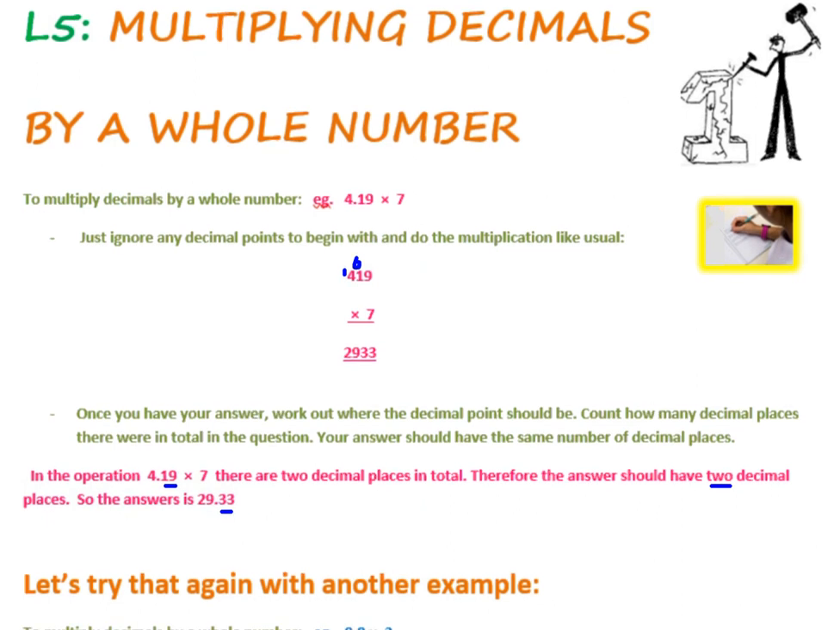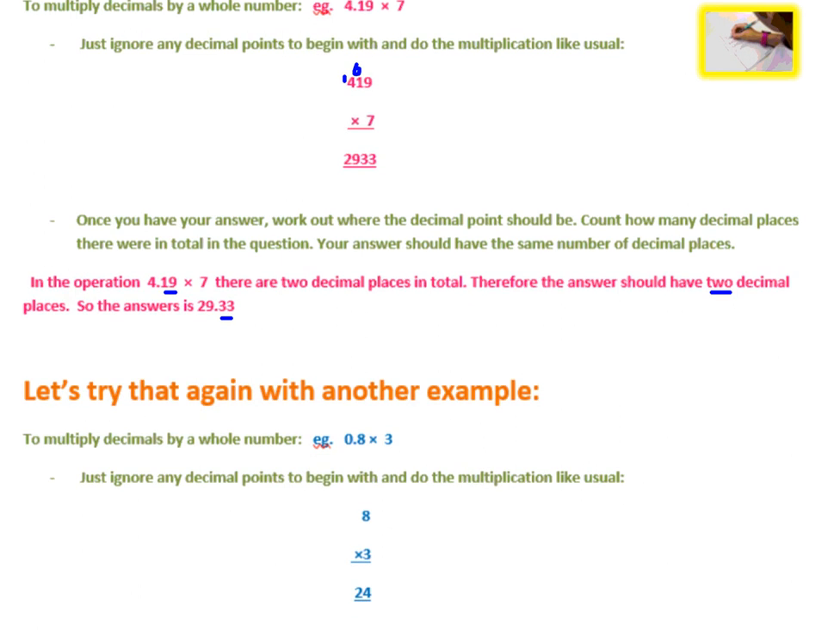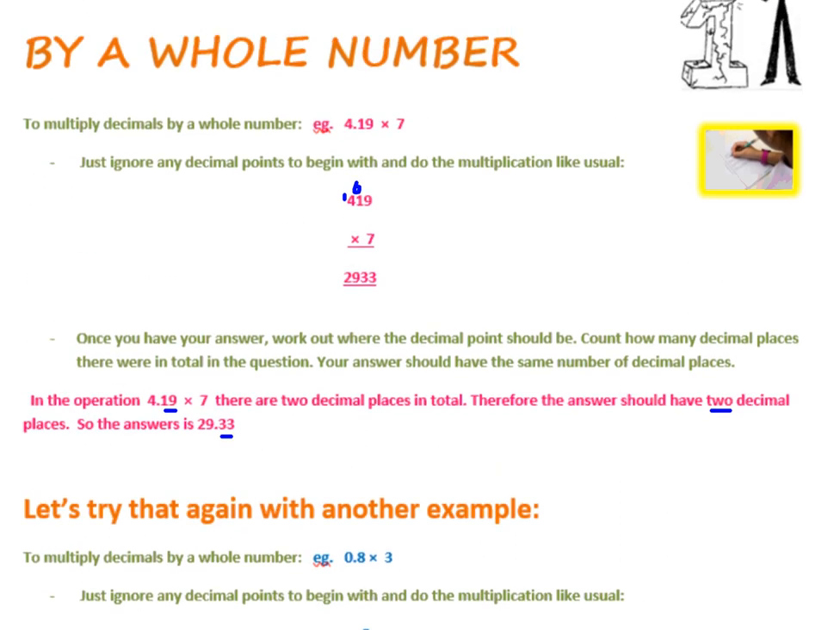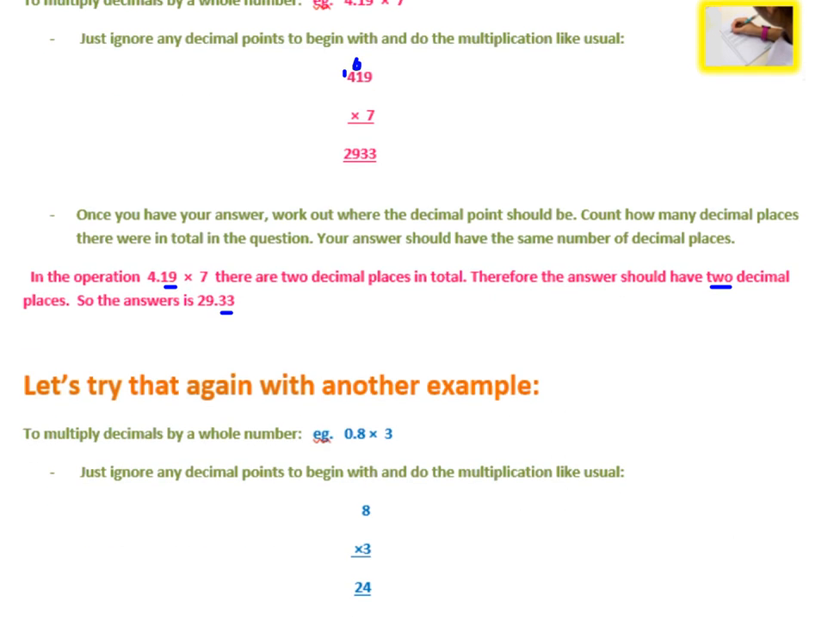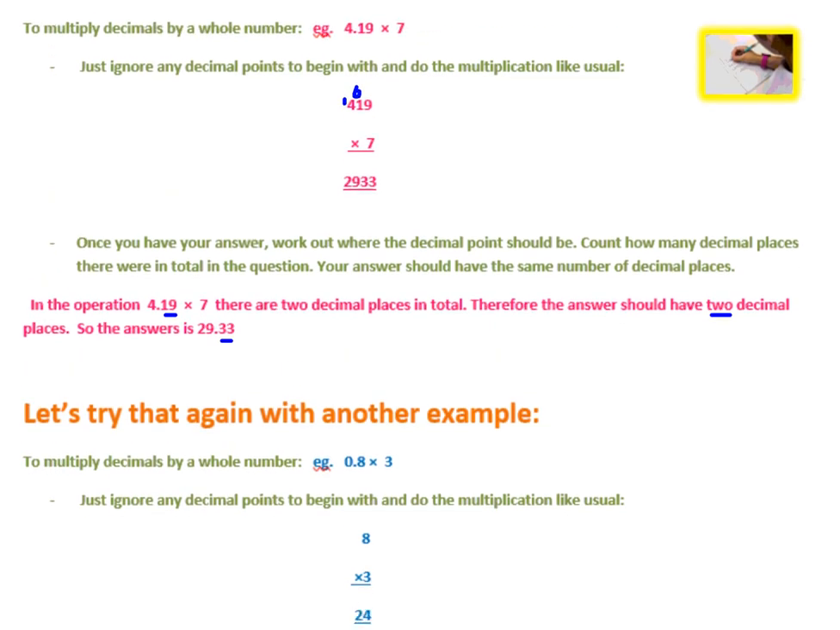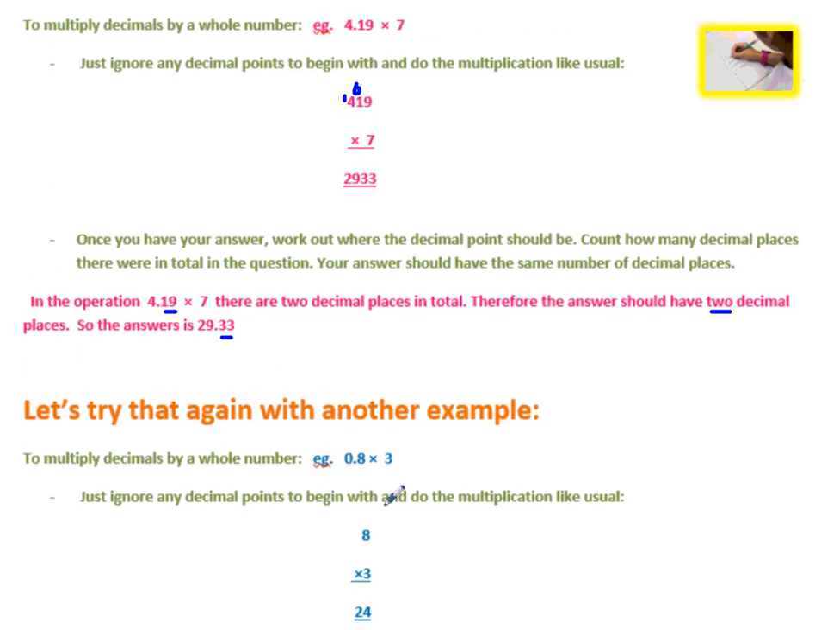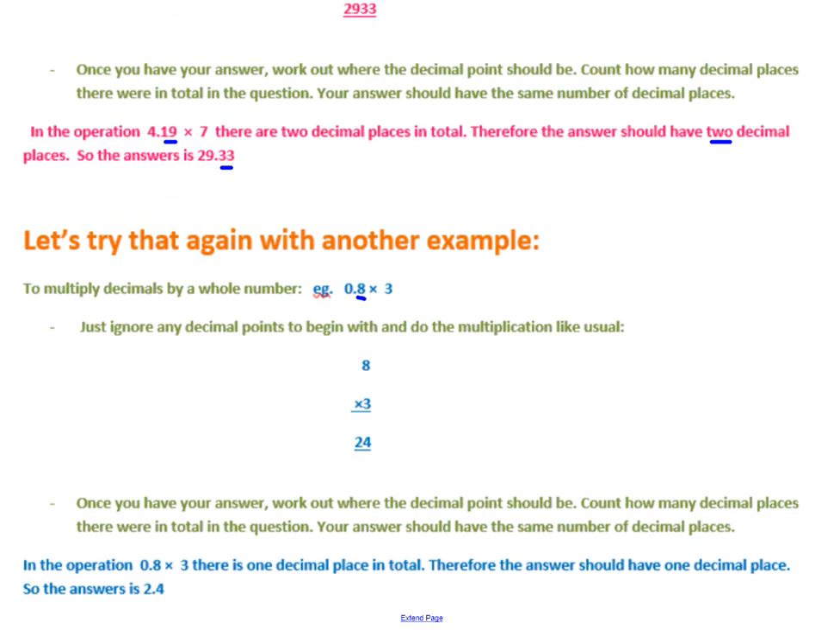Let's try that again with another example now. To multiply decimals by a whole number again, just ignore the decimal point to begin with and do the multiplication like usual. This time I've got 0.8 times 3. So do 8 times 3. 8 times 3, what's that? Correct, that's 24. And therefore, how many decimal places are there in the question? That's right, there's in total 1 decimal place in the question. So we need to make sure there's 1 decimal place in the answer. So how would we write the final answer? That's right, the final answer would be 2.4.